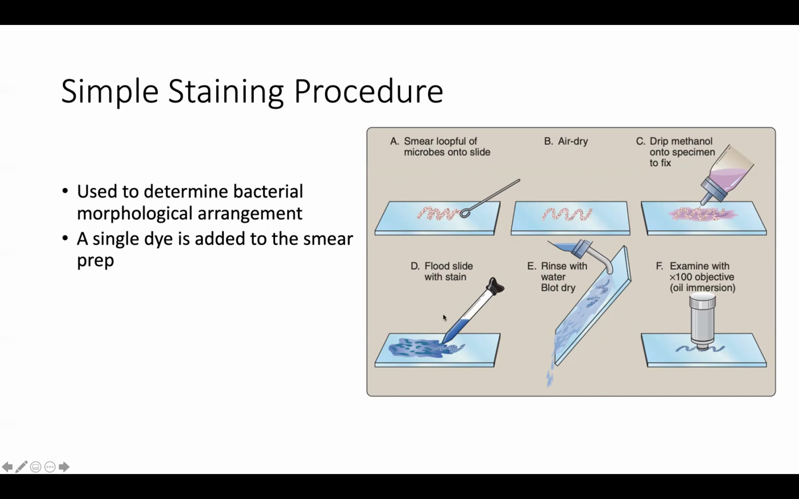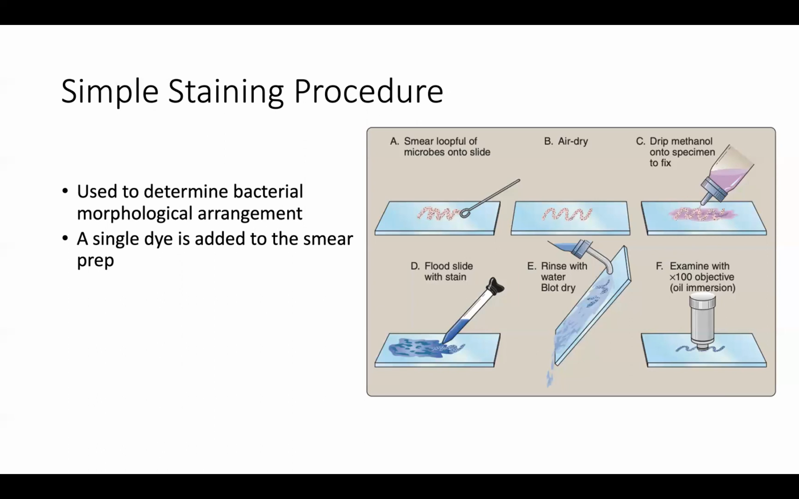And then you're basically going to flood your slide with the stain, with one of your simple stains. All right, this simple stain is going to be of a particular color. We flood the slide with the stain. You're going to use your dropper, right? You use your dropper to add several drops of your dye onto your smear prep, right?